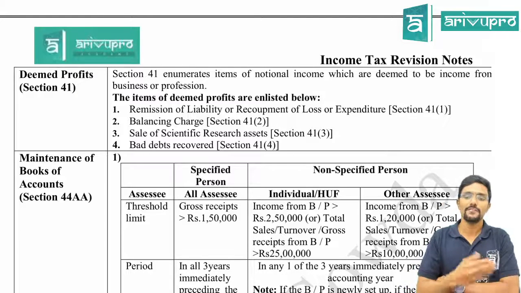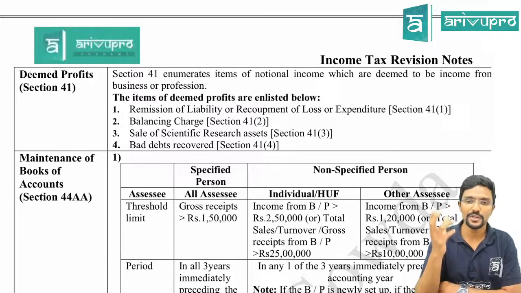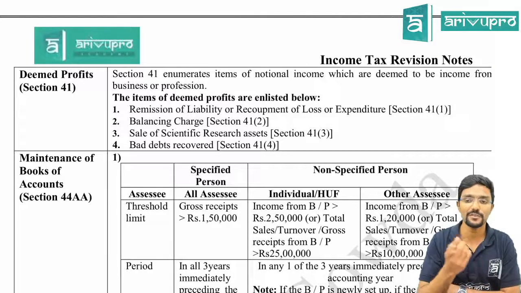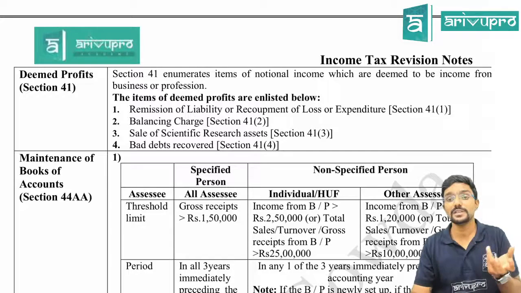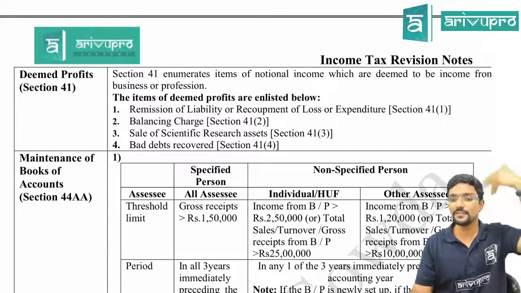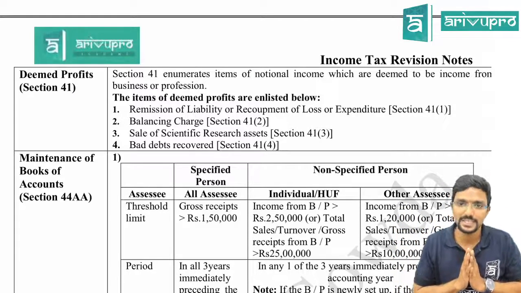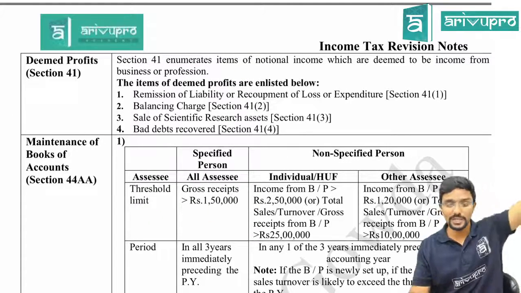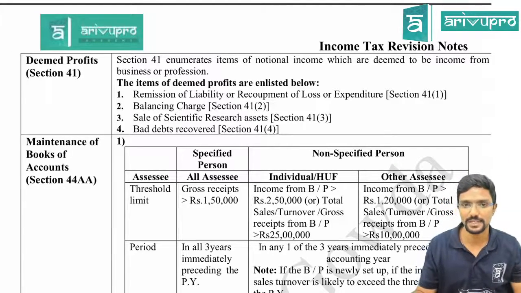Balancing charge means if any asset on which you have claimed depreciation under the straight line method is sold at a profit, then whatever profit you earn is taxable under PGBP, as 41(2) covers it. Next, if any scientific research asset on which you have claimed deduction under section 35 is sold by you, whatever profit you make out of it is taxable under 41(3). Then bad debts recovered. Whatever bad debts were allowed in the previous year, if recovered in the current year, are taxable as business income.